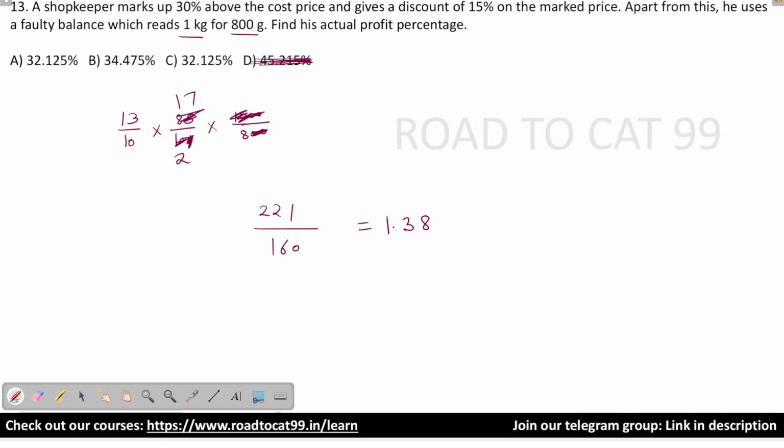Just give me a minute. Did we make some mistake here? Okay, I think there is a mistake. So this is 38.125%, right? As soon as you know it is 1.38, that means a 38% profit is happening. So 32% will not be there, 34% will not be there. So 38% is my answer.